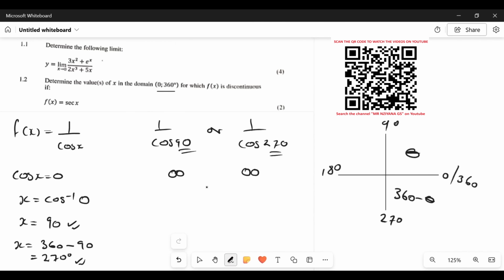I hope you guys managed to understand this. It's really not that difficult. What you need to do here, you must first have a fraction, and then the denominator you equate it to 0, and you solve for x values. That's it. Okay, people, this is the end of question 1.